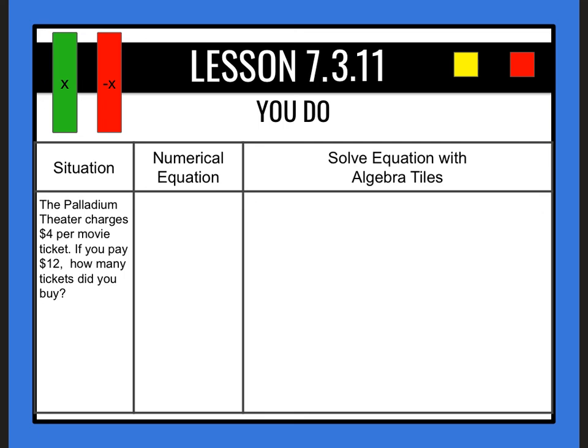Now it's an opportunity for you guys to do. So once again, set up your equation, show with your algebra tiles how to solve it. You have one problem where you're being charged $4 per ticket. You have another problem where they're charging you $6 per movie ticket, and another one where they're charging you $2 per movie ticket. So please work on the You Do, and we'll come back together during class and review.